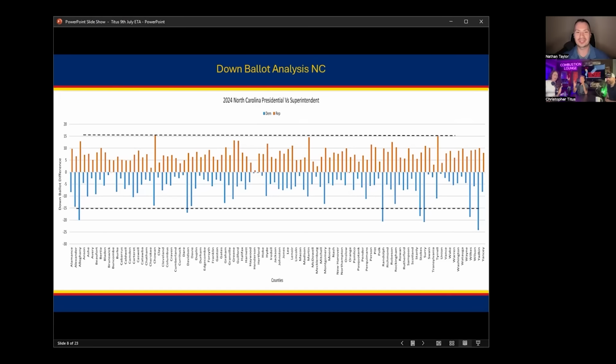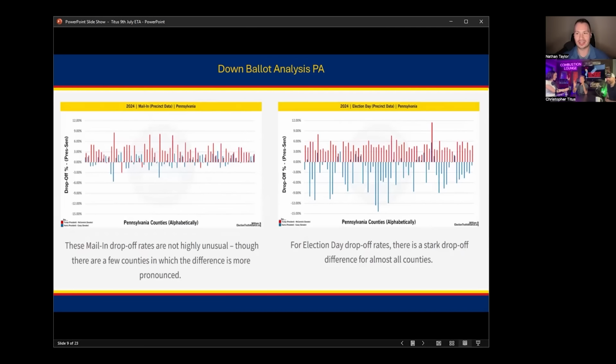This is impossible. This is North Carolina. Well, let's look at Pennsylvania. I think we talked about this last time, maybe. I don't know if we showed it this way. We broke down Pennsylvania by vote type. Remember, you talked about 2020?